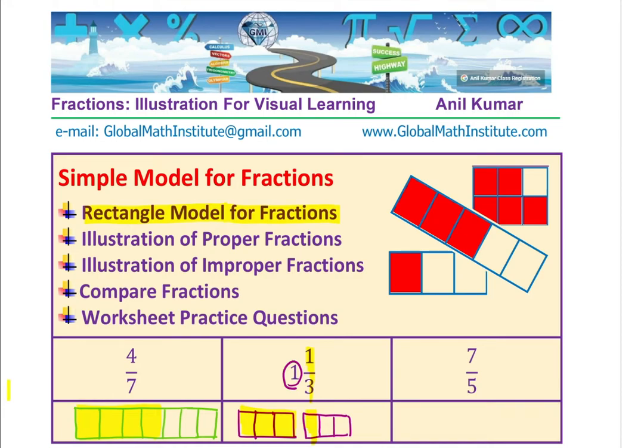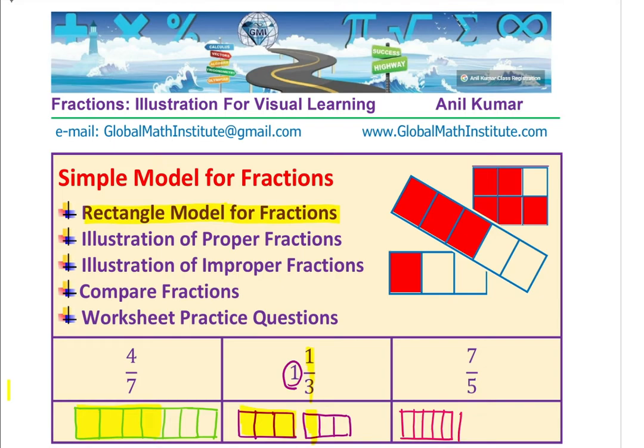Now for 7 over 5, we need to divide a rectangle into 5 equal parts, right? So let's say 1, 2, 3, 4, and 5. Okay. So that becomes my rectangle into 5 equal parts. And I want to shade 7 out of them. But we have only 5. That means I have to make 1 more. You get the idea. Improper fraction is greater than 1.